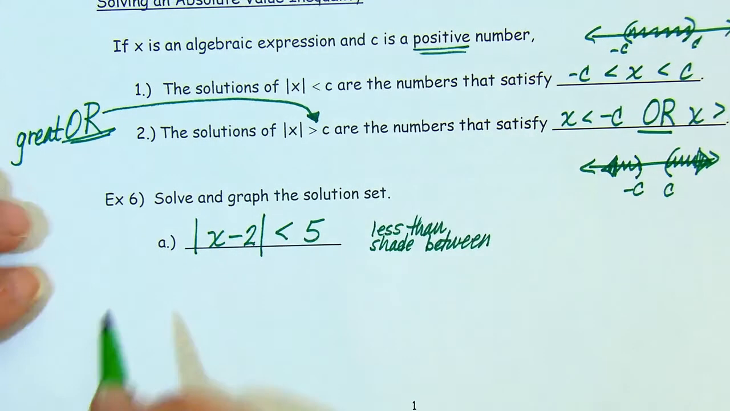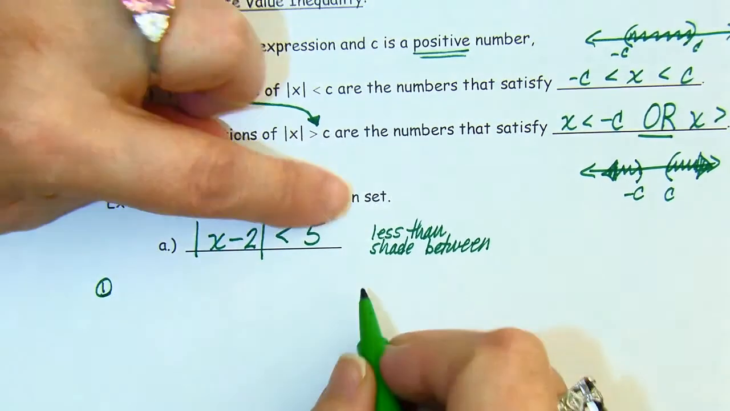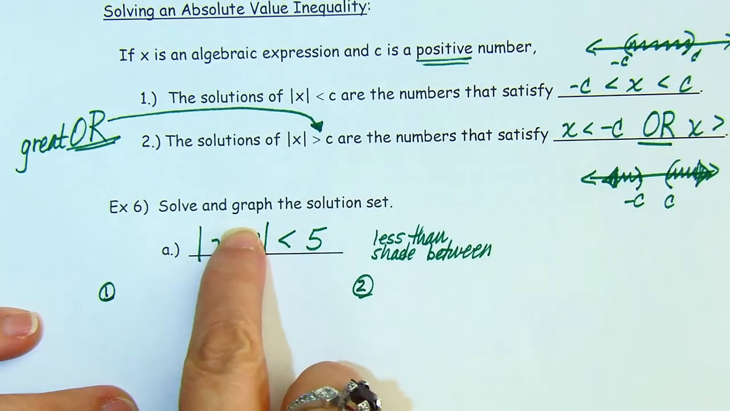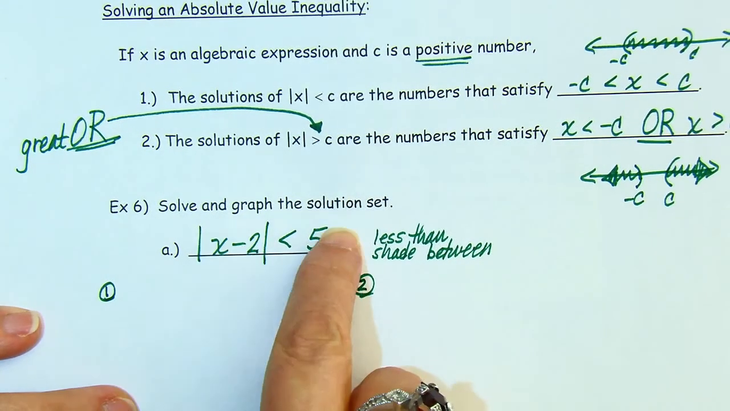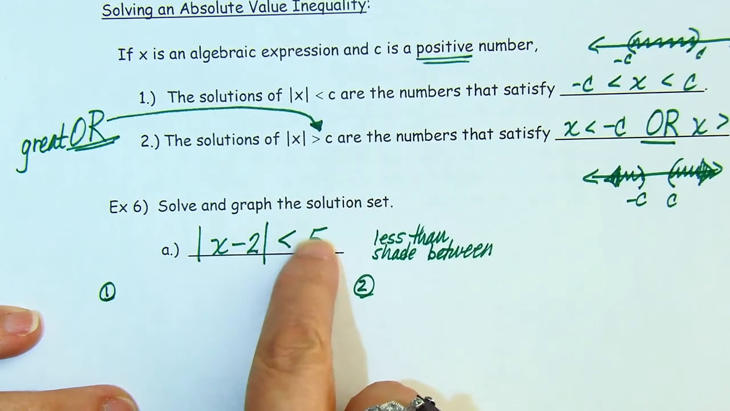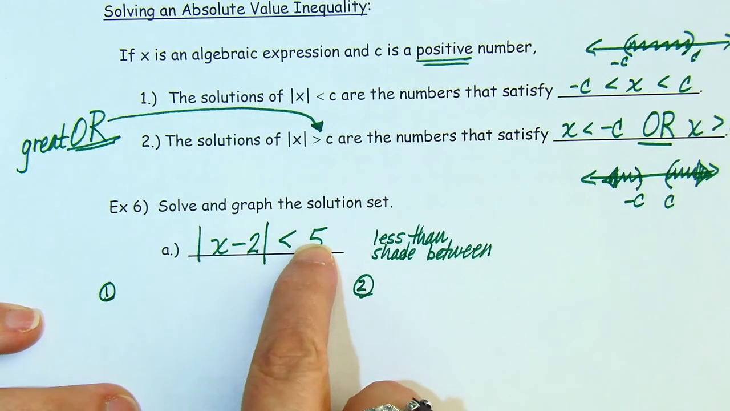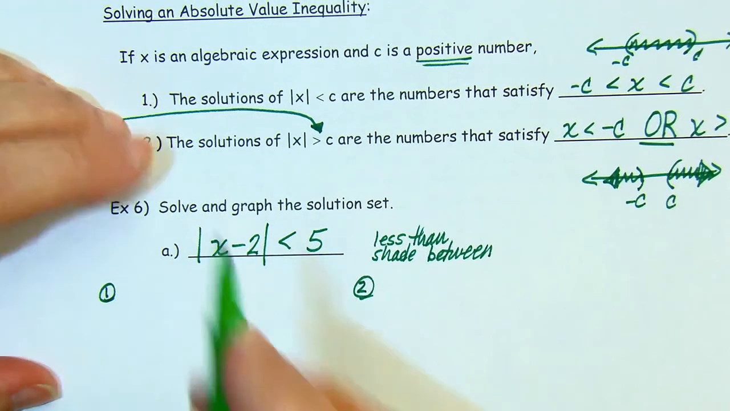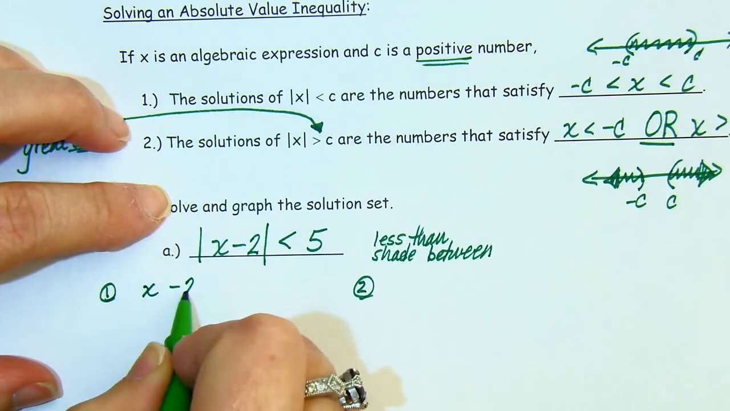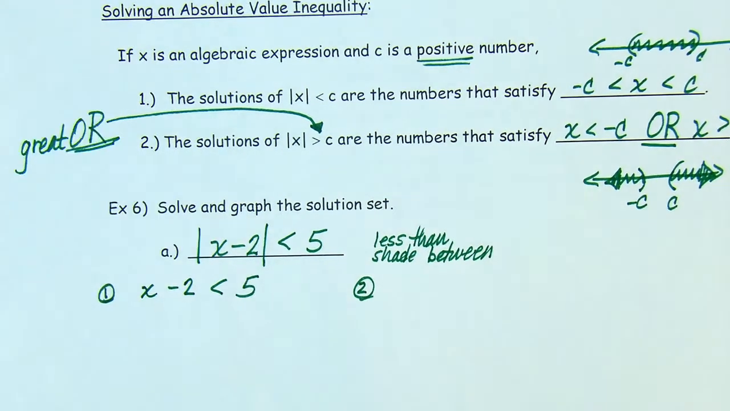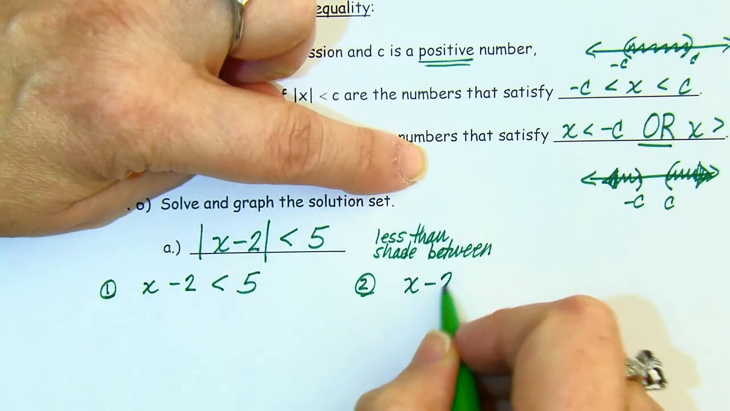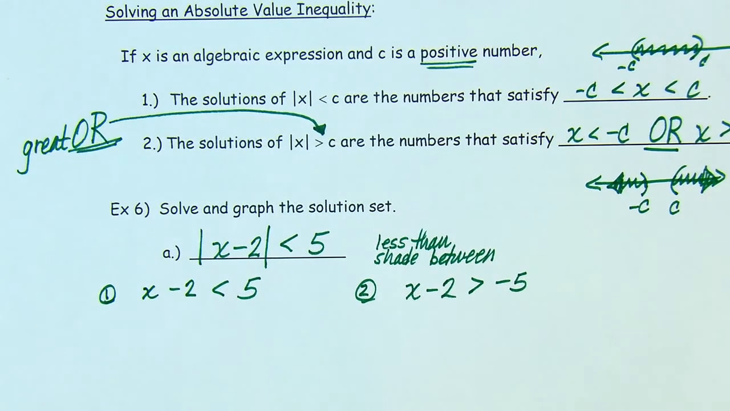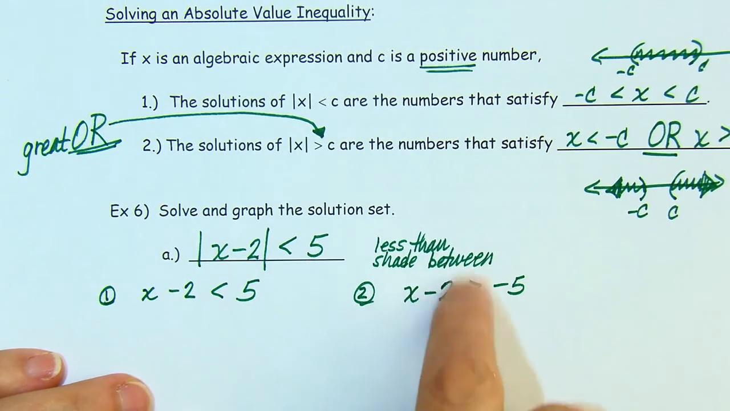All right, now I'm going to set up my two cases. Case 1, case 2. Now, remember with the equations, we took it out, we set it equal to what was there. We took it out, we set it equal to the opposite of what was there. We're going to do the same thing, except we have to flip this sign. Okay, so the first case is x minus 2, keep it, x minus 2, flip it, switch it. Because remember, it's really like we're dividing both sides by a negative, so you have to flip that sign.